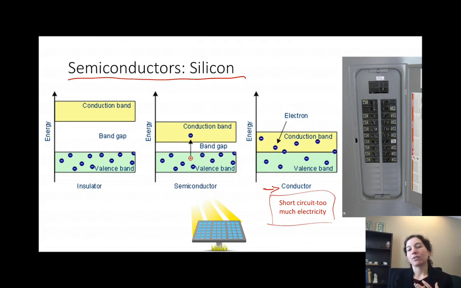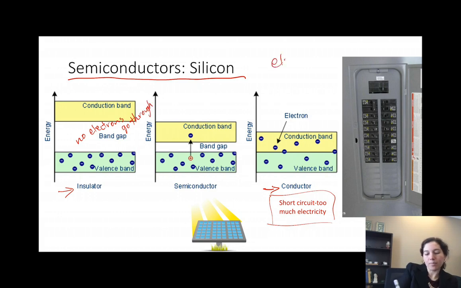So semiconductors are nice because they tiptoe the balance in between a conductor and an insulator. An insulator, no electrons go through. And therefore, we have no electricity because electricity is electrons. Electricity is essentially movement of electrons.